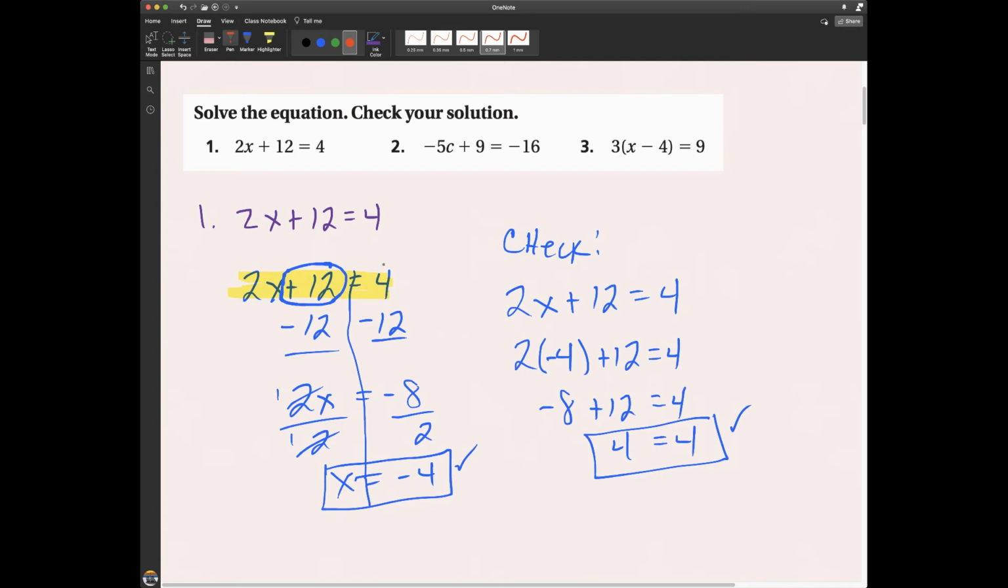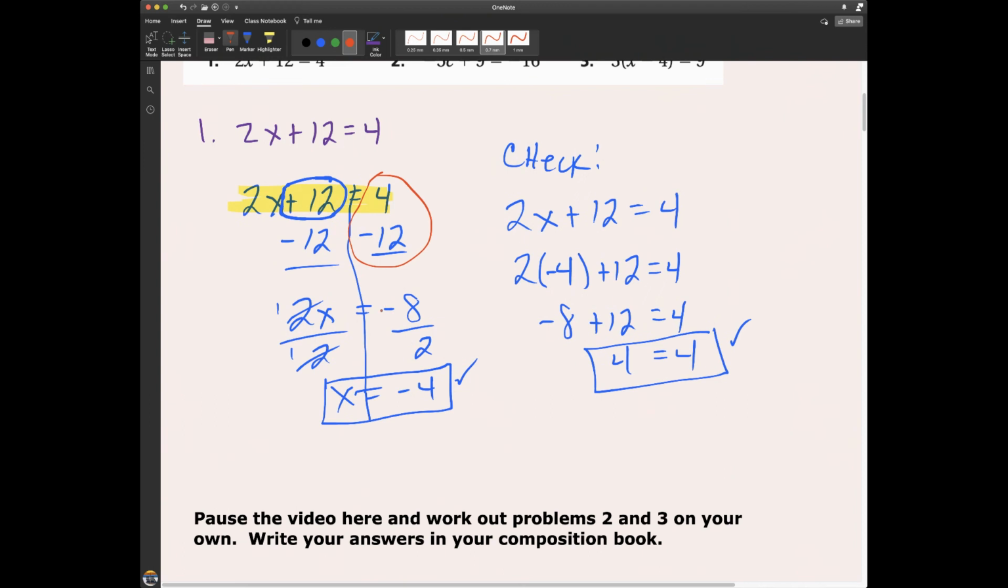And then on the other side, I have to do some math. What is 4 minus 12? Well, that's negative 8. So I end up with 2x on the left side and negative 8 on the right side. How do I get x by itself? Well, I need to divide both sides of the equation by 2. So here I use the subtraction property of equality for the first step. So this is step 1. And then step 2, I use the division property of equality here.